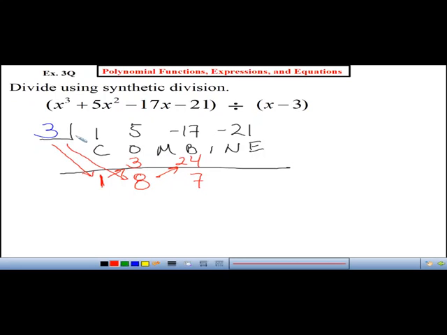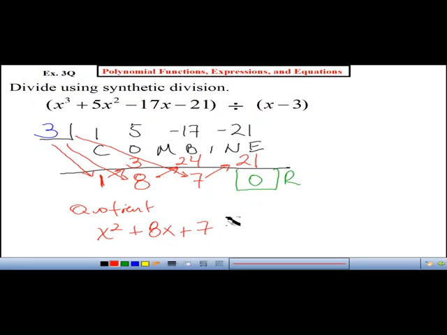Last but not least, we multiply once again the 3 times 7. That's 21. We write it right above on the next space. Combine. What is 21 minus 21? That is 0. That's our remainder. So therefore, what is our quotient? Our quotient is 1x squared plus 8x plus 7. Since we don't have any remainder, we are done.